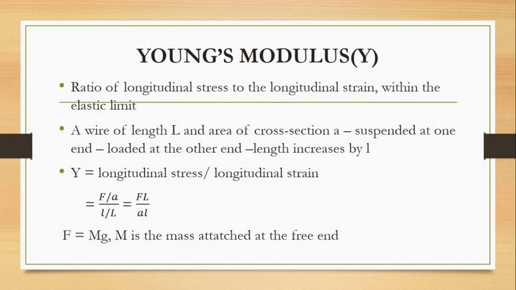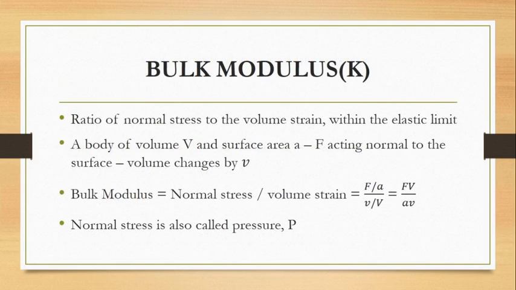Here if we had suspended a mass M at the lower end, its weight mg will be acting downwards. So that is the force exerted on the wire. So here we can substitute F is equal to mg, where m is the mass attached at the free end. So that is the first modulus of elasticity, Young's modulus. Now the second one is bulk modulus. It is the ratio of the normal stress to the volume strain within the elastic limit.